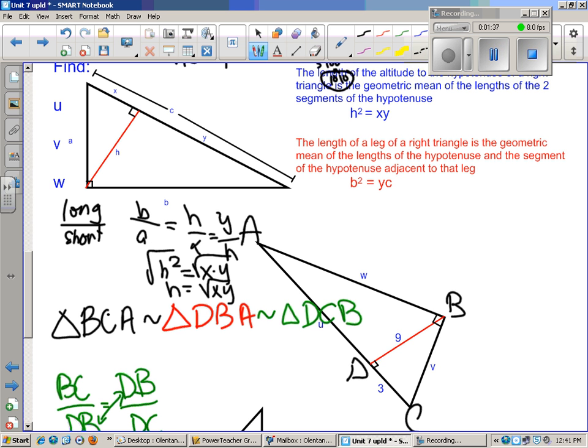What do you call it when you take the square root of the product of two numbers? We learned it yesterday. Geometric mean, right. So based on our similar triangles, the length of this altitude here is equal to the geometric mean of X and Y, of those two pieces. Okay? So the length of H is the geometric mean of X and Y, right? The square root of X times Y.